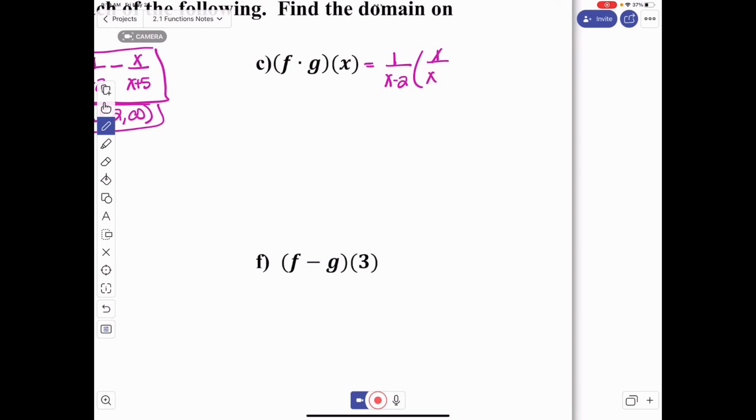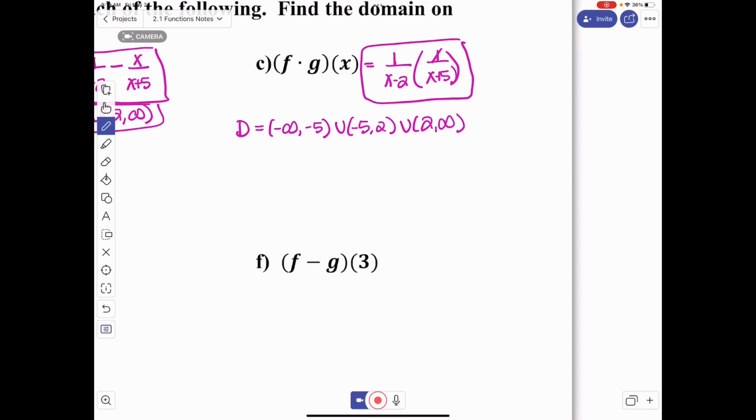Now, on C, I'm going to multiply: 1 over x minus 2 times x over x plus 5. So there's my answer. Again, my domain is going to be the same because the bottoms, like I still can't have 2 and I still can't have -5. So negative infinity to -5, -5 to 2, 2 to infinity.